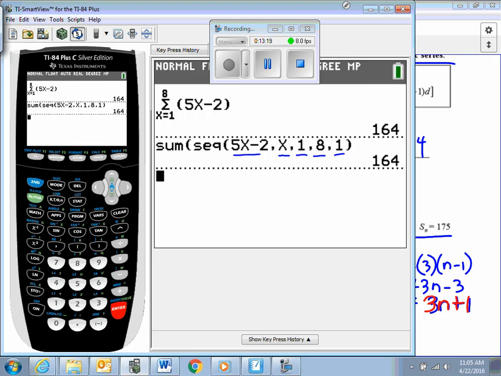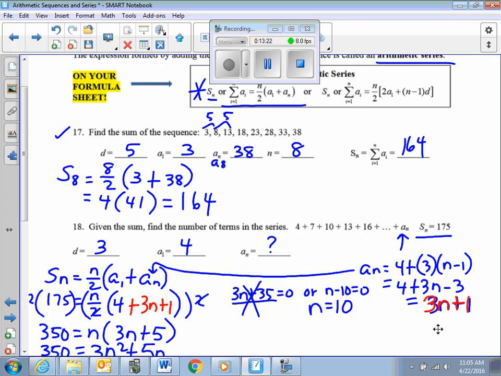All right, so there is your lesson on arithmetic series, how to add arithmetic sequences. And in our next lesson, we will do the same for geometric sequences and series.